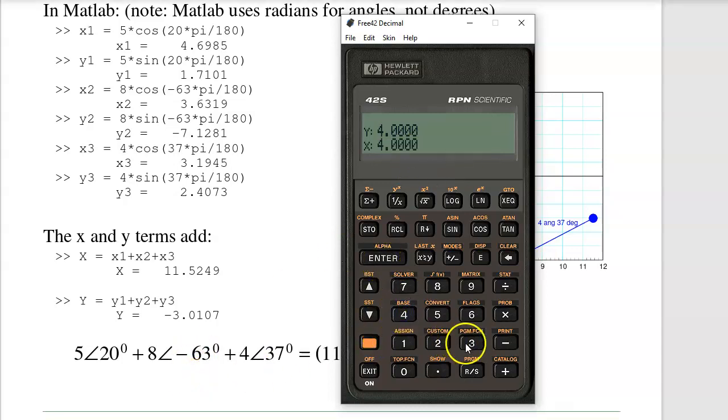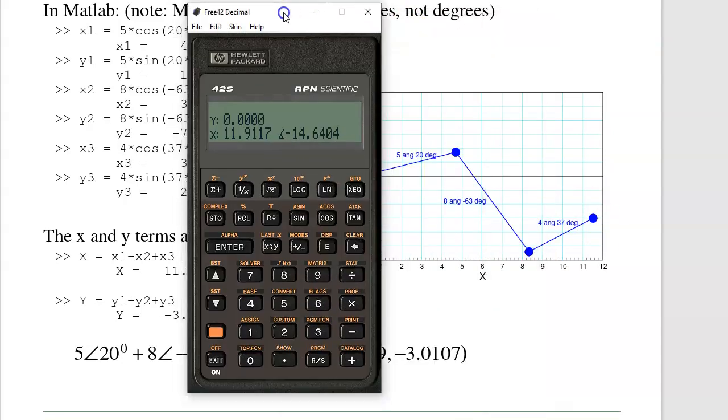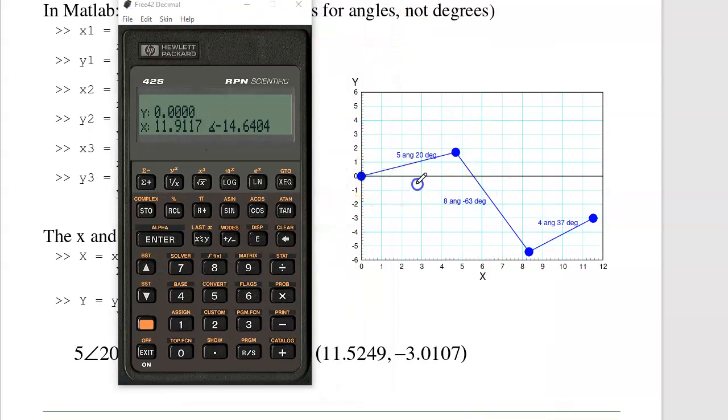Plus 4 at 37 degrees, add. There's this point. It's the 11.91, and the angle is minus 14 degrees. If I want to convert that to rectangular, I just do modes, rectangular. There's the point, x and y.